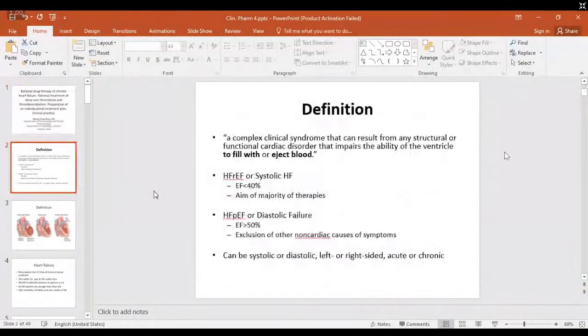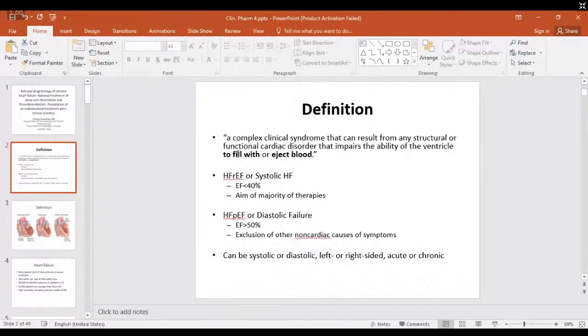To start with the definition of heart failure, it's a complex clinical syndrome that can result from any structural, and structural means any problems with a heart valve, like aortic stenosis can be a structural heart disease. Also, ventricular septal defect or an atrial septal defect, or ASD, can be a structural disease, and they can cause heart failure, or a functional cardiac disorder that impairs the ability of the ventricle to either fill with or to eject blood.